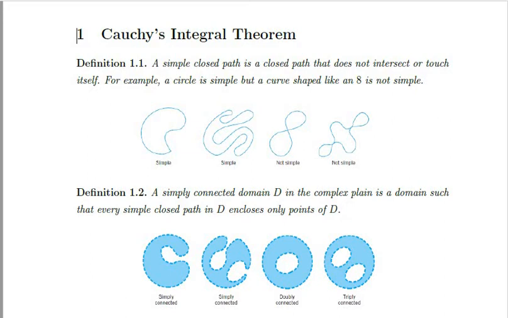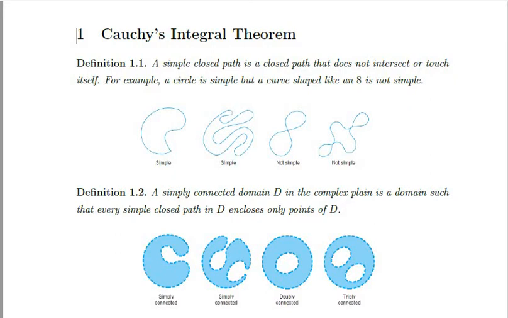The second part of the fourth module is Cauchy's integral theorem. Before that, we have to discuss two simple definitions. The first definition: a simple closed path is a closed path that does not intersect or touch itself. For example, a circle is simple, but a curve shaped like a digit 8 is not simple.